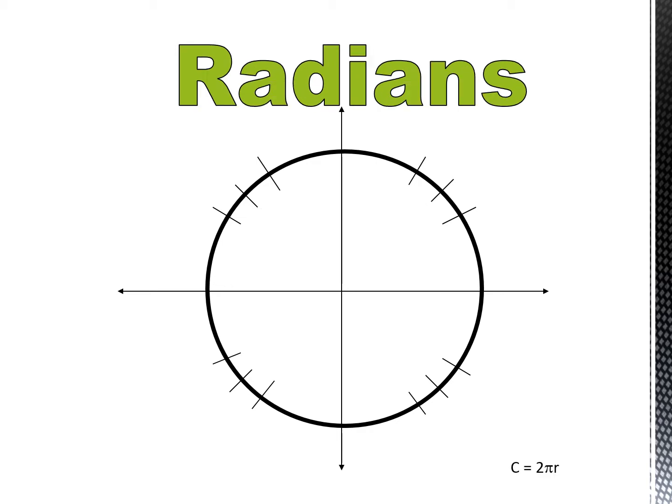Here's a unit circle, but this time all the degrees have been taken out. We are going to replace them with radians. Remember, radians is just another way of measuring the distance around the circle. If you notice at the bottom right hand corner, there is a formula: C equals 2 pi r. If you remember, that is the formula for the circumference of a circle. We are going to use that to fill in the radians around the unit circle.